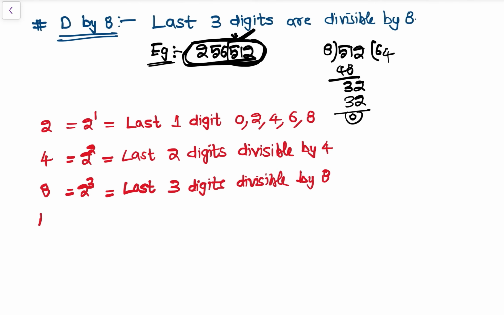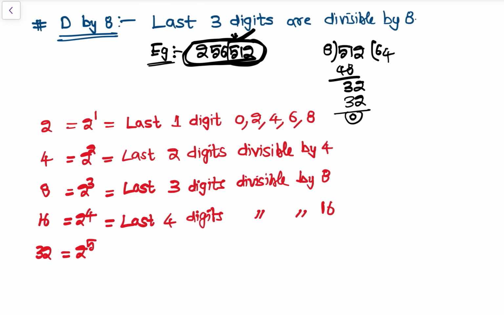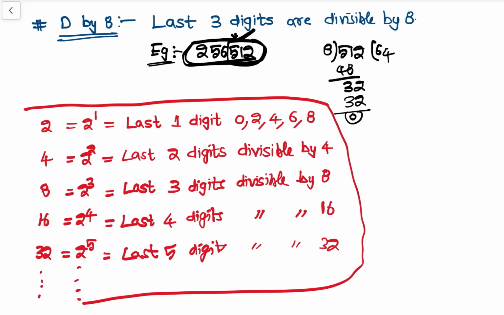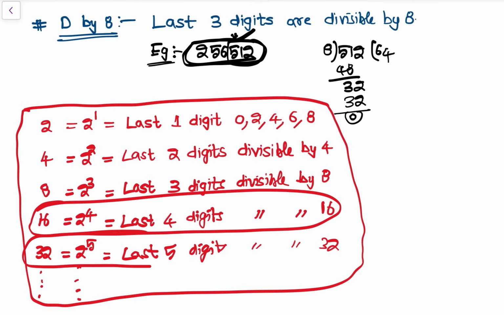So there is a pattern. So for 16, which is 2 to the power 4, the last four digits must be divisible by 16. Then 32, that is 2 to the power 5, the last five digits must be divisible by 32. And so on for 2 to the power 6, there is a pattern. So from this we got the divisibility rules of 16 and of 32 also.